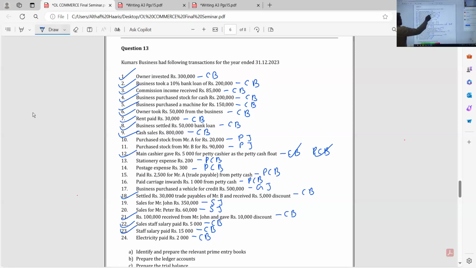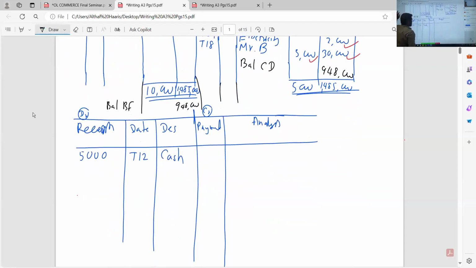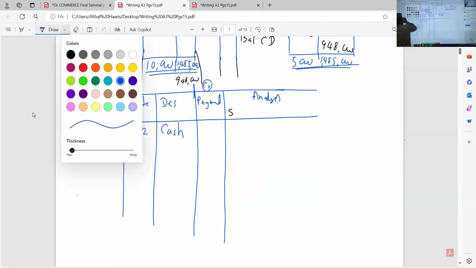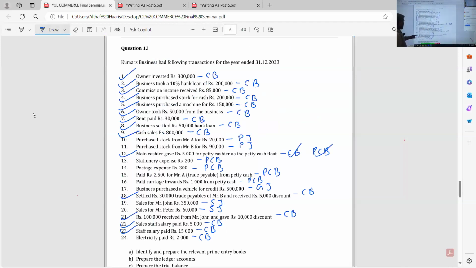Okay, so let me put down the columns. Analysis columns. One is for stationery. The other one is for postage. Then the remaining, what you have paid to Mr. A, and carriage inwards, people. Paid to Mr. A and carriage inwards will come under which column?